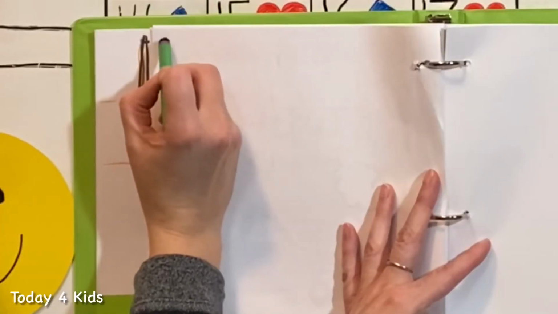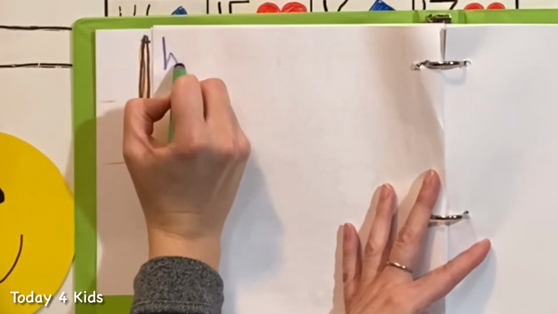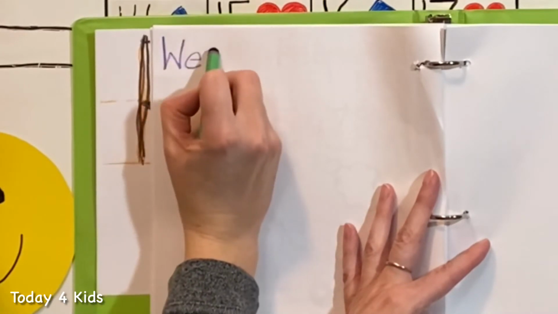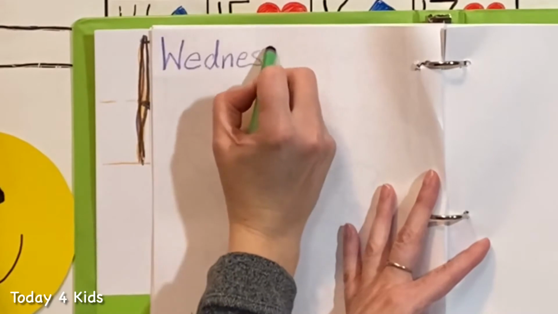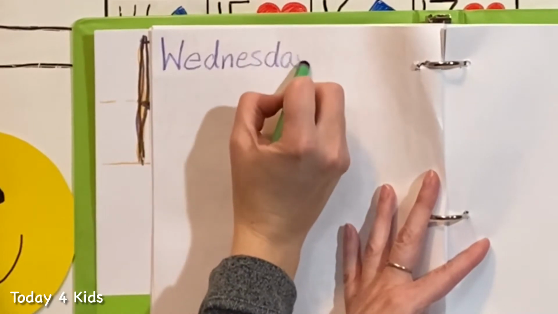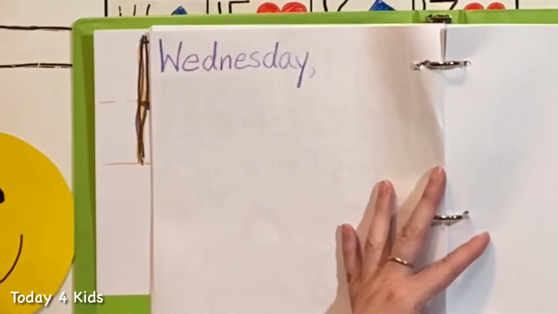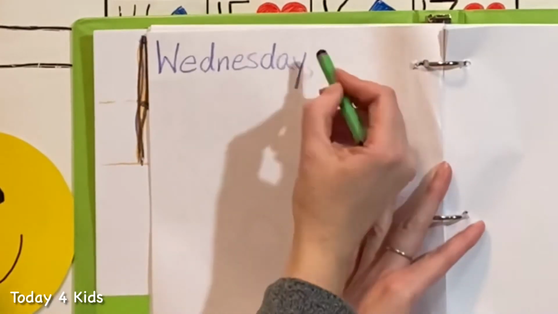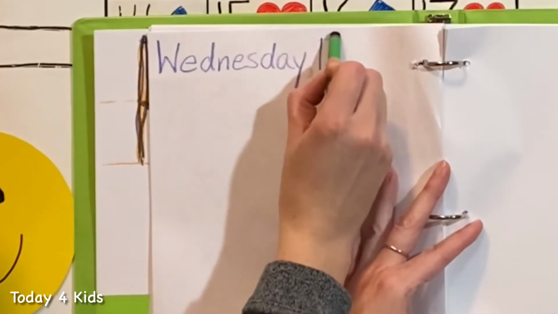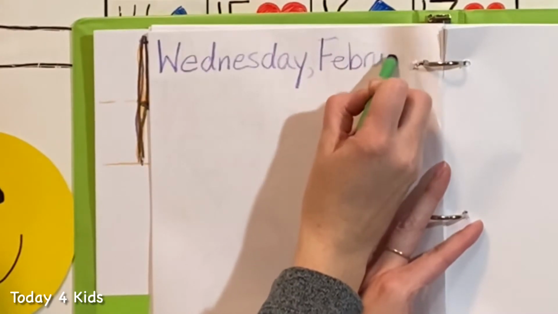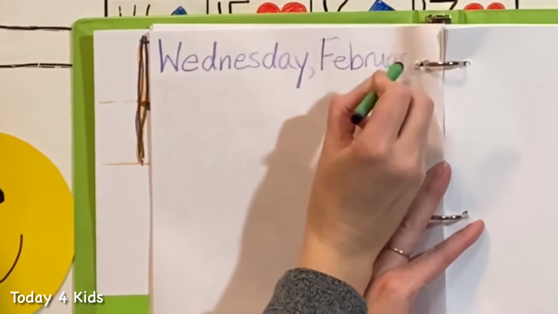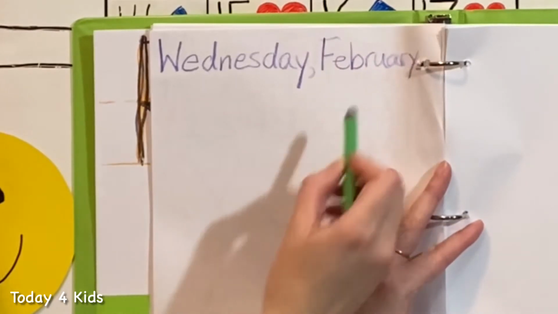So we're going to start with a capital W for Wednesday. W, E, D, N, E, S, D, A, Y. Oh, that was such a big one. And then we're going to put in February, capital F, E, B, R, U, A. Oh, I'm going to run out of room. R, Y. I fit it in.